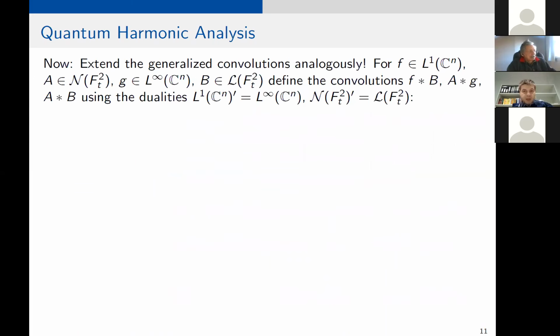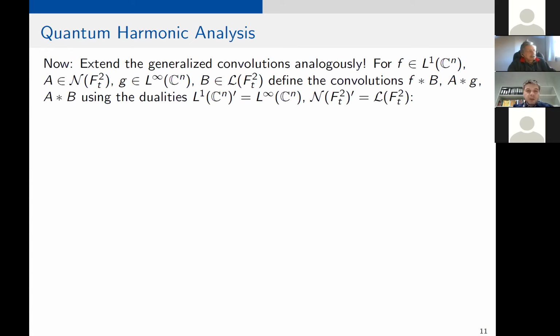So, as I said, we want to extend this notion of convolution now. We start with the first factor, say f or a, being either integrable or trace class. And the second factor should be either integrable or a bounded linear operator. Then we want to define these convolutions, either integrating an integrable function against a bounded operator, or a trace class operator against a bounded function, or a trace class operator against a bounded operator.